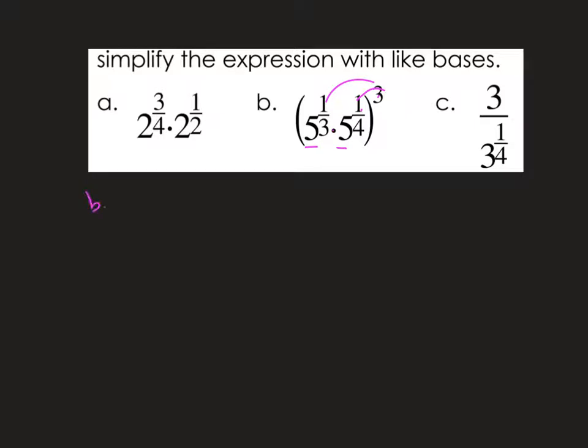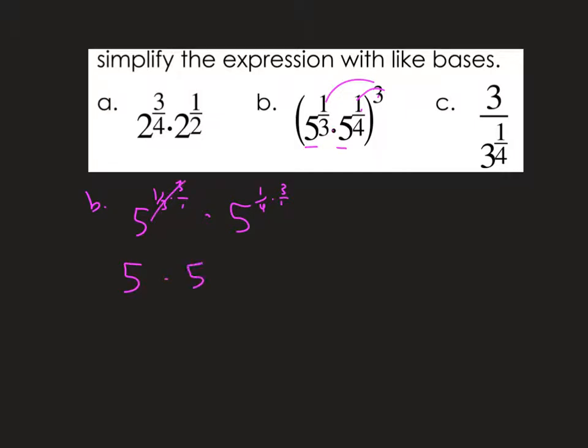So for B, we're going to say 5 to the 1/3 getting raised to the 3rd. That's multiplying. I'll put that over 1. Times 5 to the 1/4 times 3 over 1. That's going to yield us 5 to the 1st power, because the 3's cancel out. That's just 5.